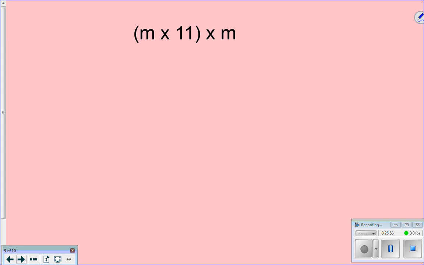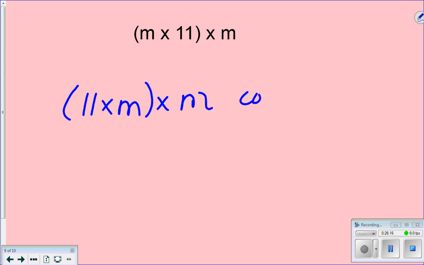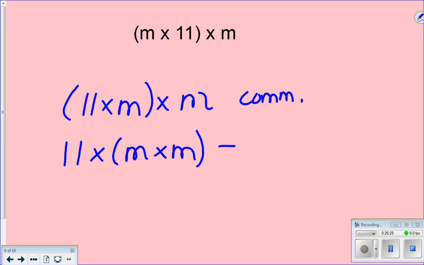So I have m, I'm doing times this time. m times 11 times m. What are the two letters that I want to multiply together up here? m and m. So I'm probably going to shift that m over, switch it. What do you think? So it looks like this, 11 times m times m, right? And that was commutative. Okay. And then I'm going to shift my parentheses. That's associative.